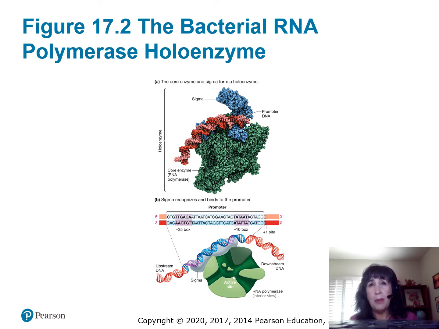I love the bottom picture because it shows you exactly what happens. Notice sigma is the first to make contact with DNA, and it's doing so upstream in the -10 and -35 boxes. You see the two strands of DNA, and that +1 site, and then upstream you'll see the -35 and -10 boxes. So sigma connects to the promoter regions, and then afterwards DNA will come in contact with the core enzyme, or RNA polymerase.